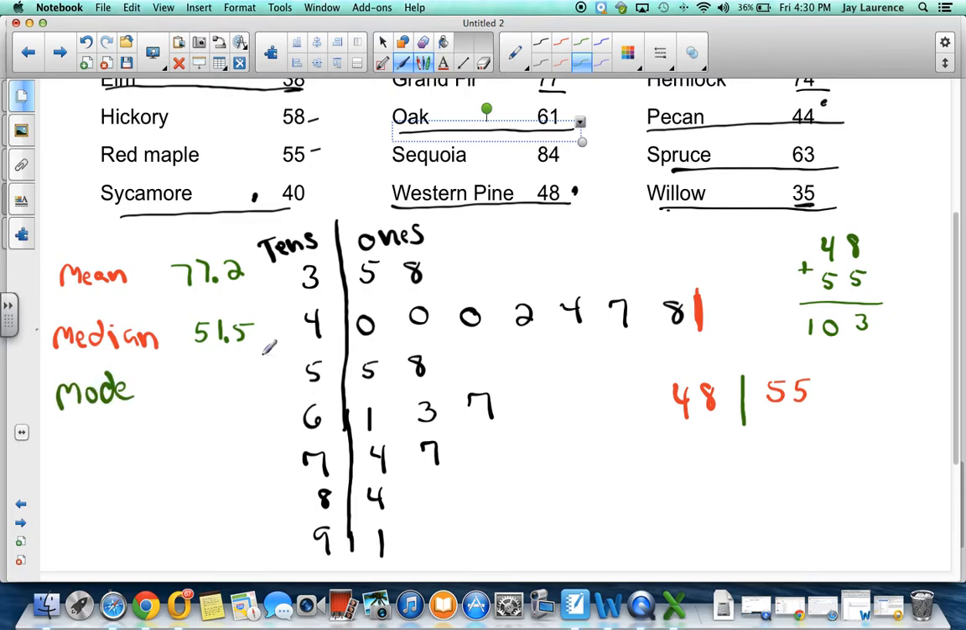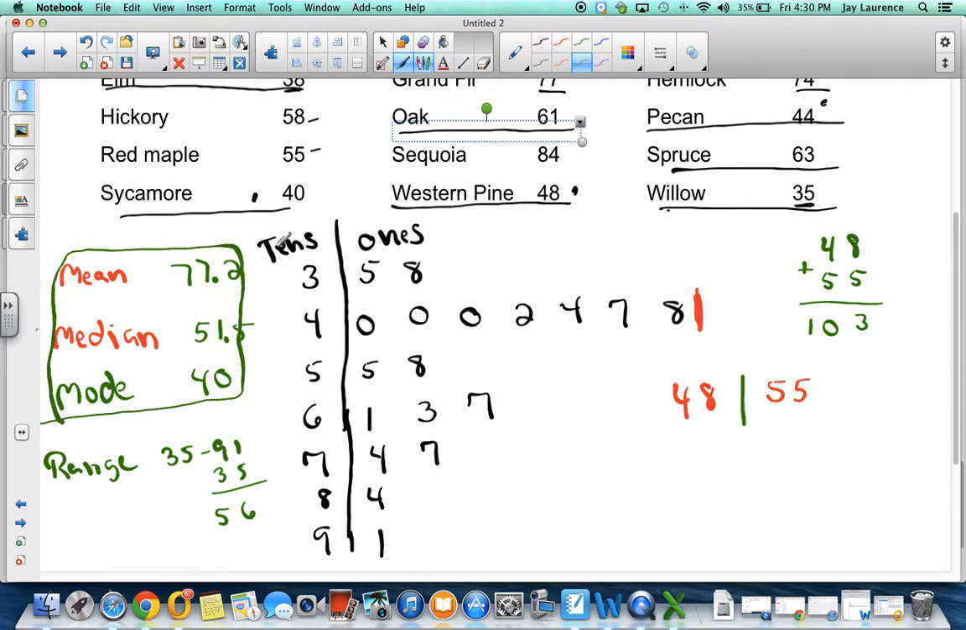Okay, now the mode. The mode is the number that shows up most often. Well, look, I've got 40 showing up 3 times. My mode is 40. Okay, now the range is going to be from 35 to 91, right? From 35 to 91. Okay, and if I subtract that, I get 56 meters.